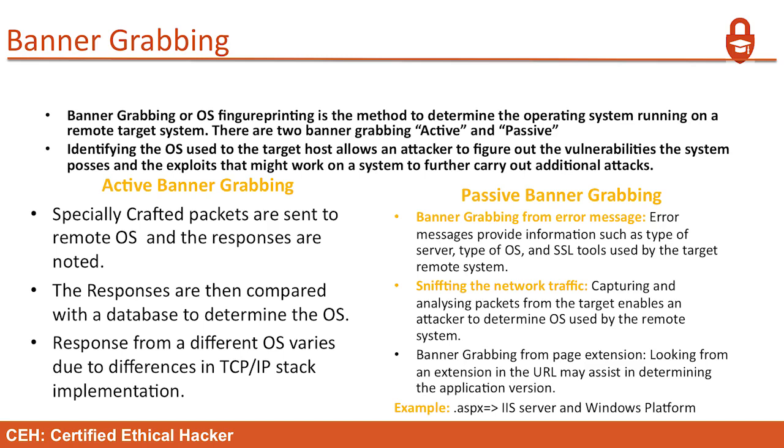So we have active banner grabbing and passive banner grabbing. Active banner grabbing is specially crafted packets are sent to the remote OS and responses are noted. The responses are then compared with a database to determine the operating system. Responses from different OSs vary due to differences in TCP/IP stack implementation. Passive banner grabbing is banner grabbing from error messages. Error messages provide information such as type of server, type of OS, and SSL tool used by the target or remote system. So sniffing the network traffic: capturing and analyzing packets from the target enables attackers to determine the OS used by the remote system.